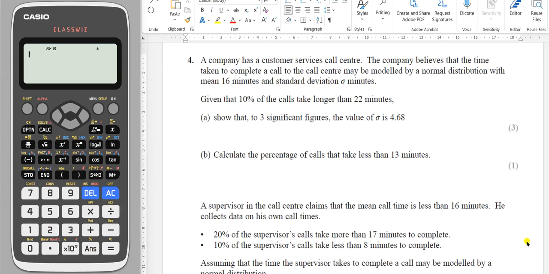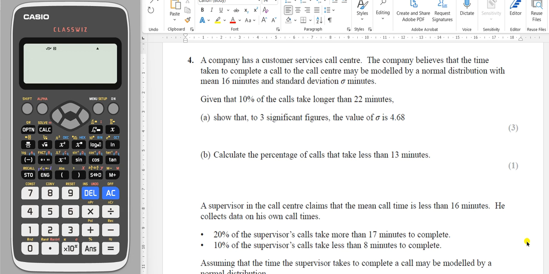A-Level Maths, Mock Paper 3, Question 4. This question mentions normal distribution right at the beginning. It says time taken to complete a call to the call center may be modeled by a normal distribution. And it gives you the mean, 16, and it doesn't give you the standard deviation.